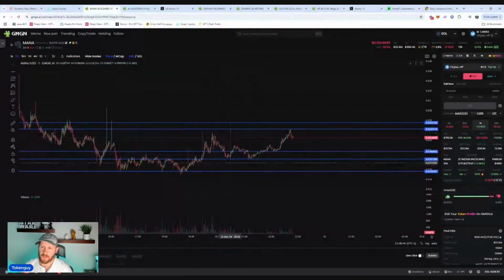It came back up and then started to go sideways again. But you can see here now that this high was higher than the previous. This low is higher than the previous, and same thing here.